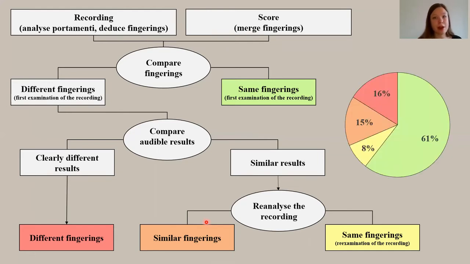So in total, I found 127 portamentos in the recording. In more than 2/3 of them, 69% in total, Ysaÿe used the same fingerings as annotated. In the first comparison, 61 of the cases were classified as being the same. A further 8% of the cases appeared to be the same after the re-examination.